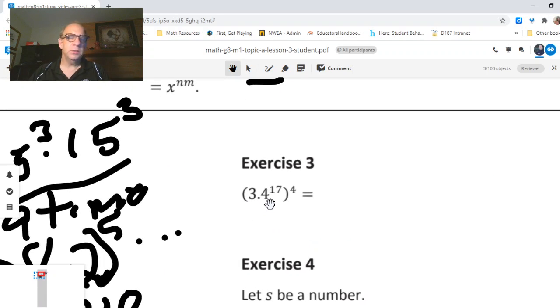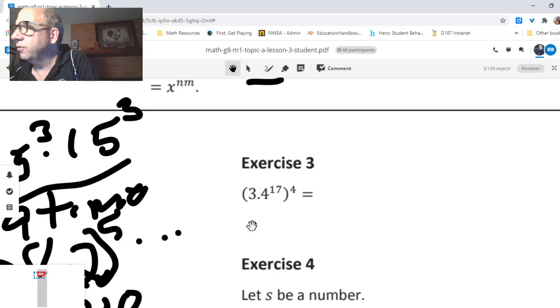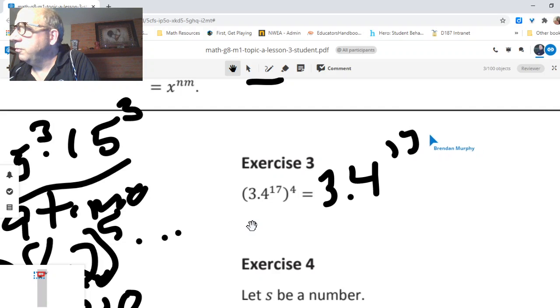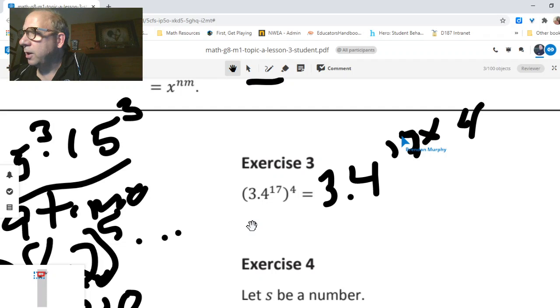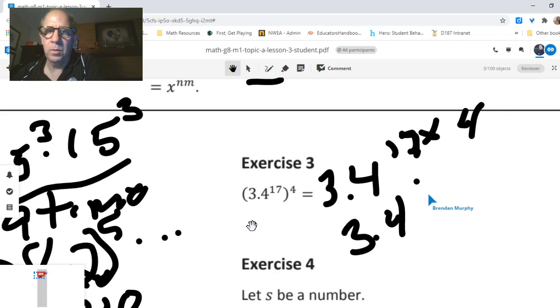Does it work with decimal points? Of course, because it doesn't really matter what your base is, just your exponents work. So if I want to show my work on this, I'm going to write 3.4 to the 17th power, to the 4th. So 3.4 to the 17th power times 4, which is 17 times 4, I already know, is 68.